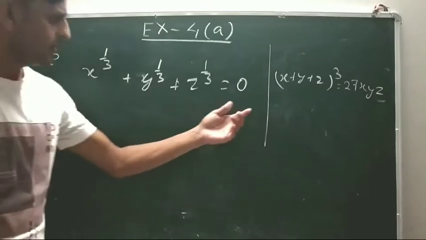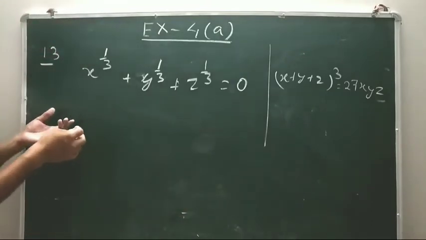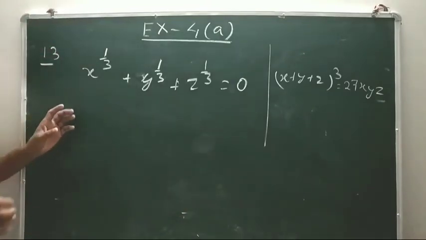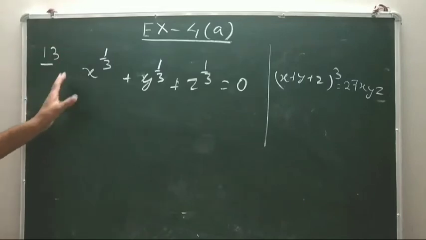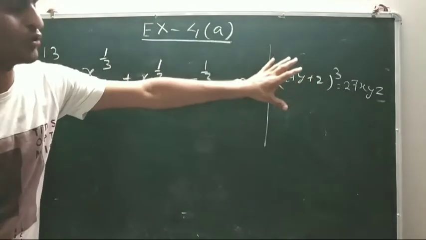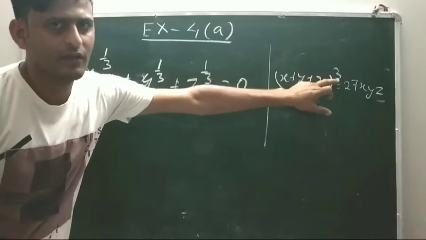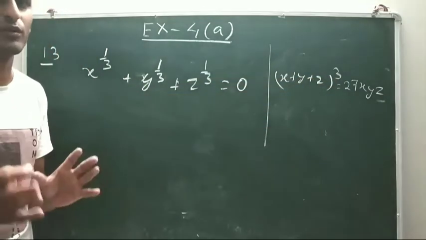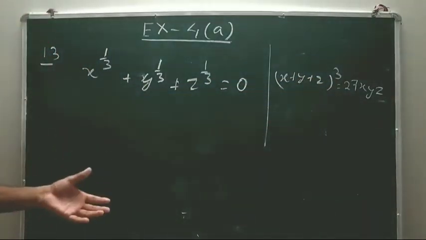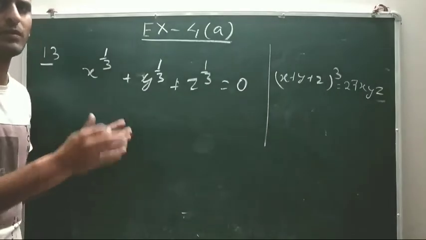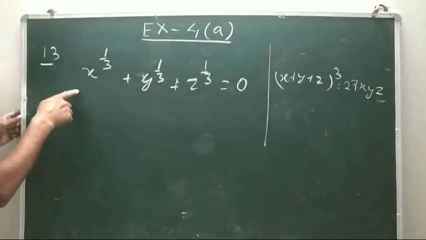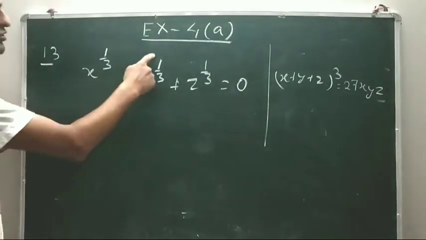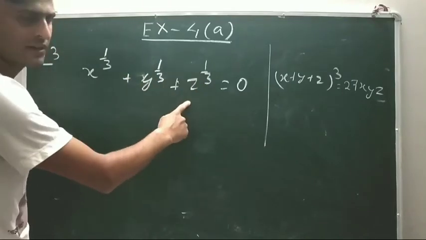Just if you will see the question, you cannot understand anything. But if you will see that part to be proved, here it is cube given. That means we have to use the formula of cube. But which formula of cube we will use? So we will discuss here. Now see, it is x to the power 1 by 3, y to the power 1 by 3, z to the power 1 by 3.